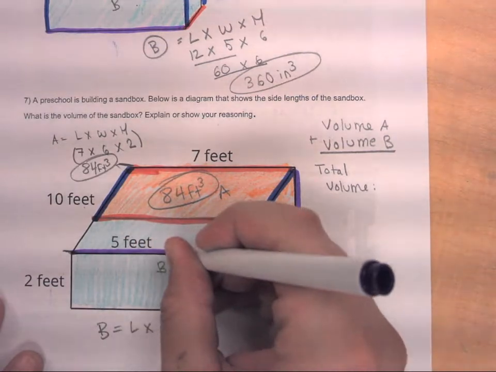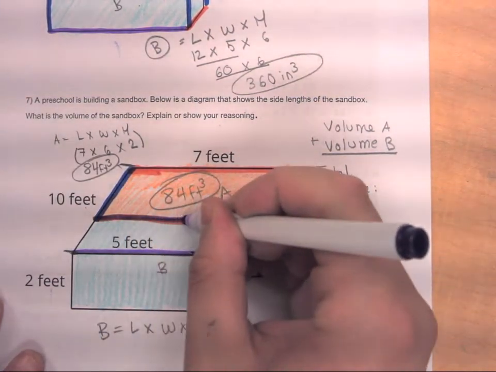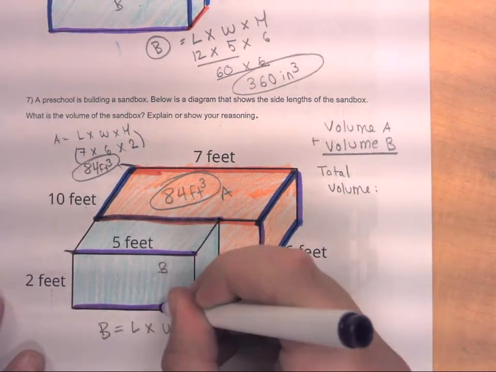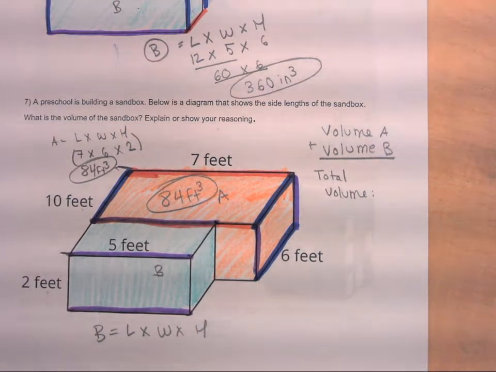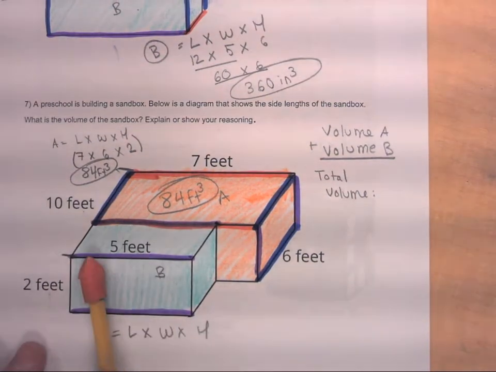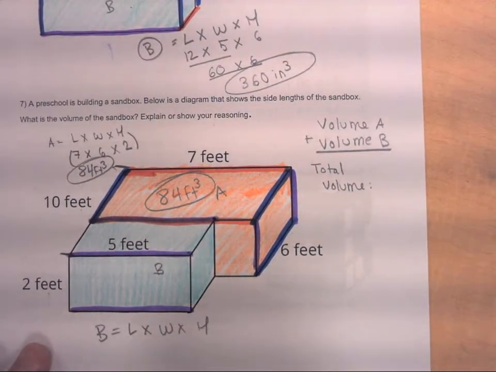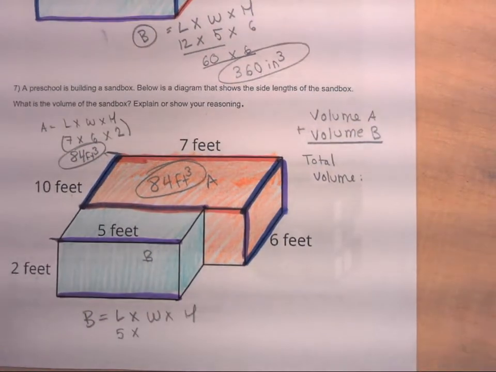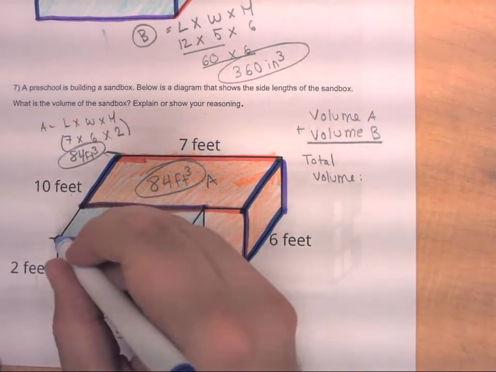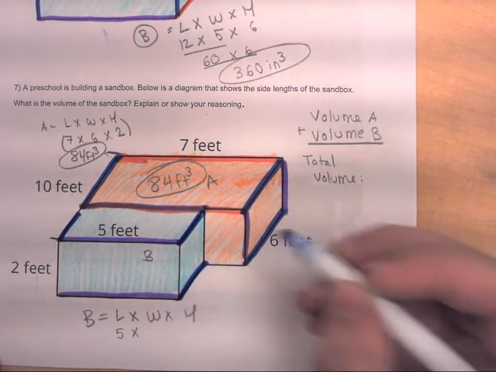Here is the length for B. It's visible in 3 places. Each place has the same value, which means the length is 5 feet. The width are these measures here.